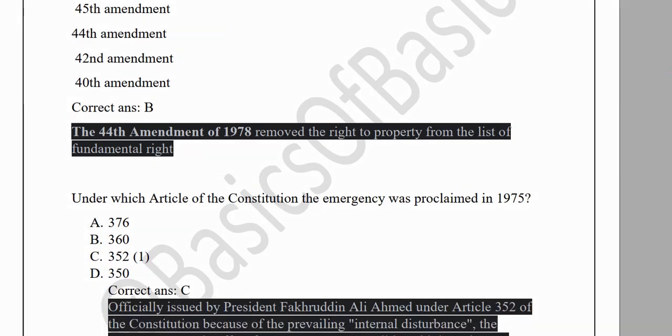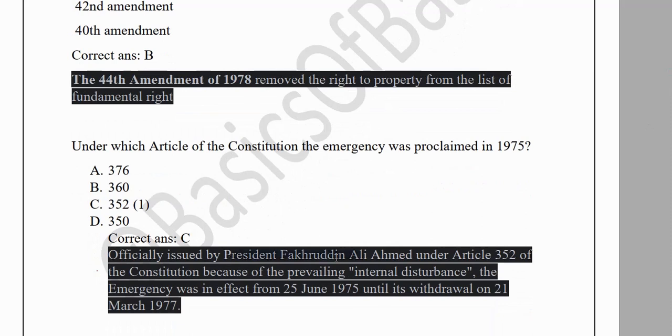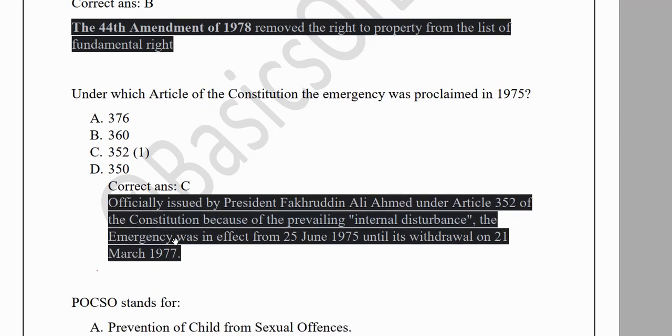So the next question: you can see the emergency was officially issued by President Fakhruddin Ali Ahmed under Article 352 of the Constitution because of prevailing internal disturbance. It was withdrawn in 1977.